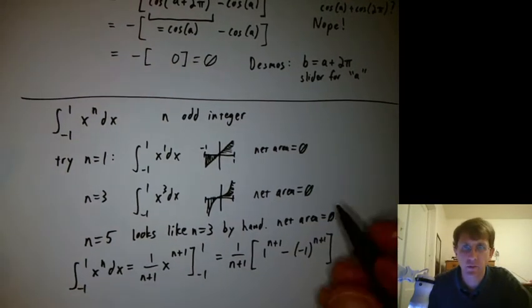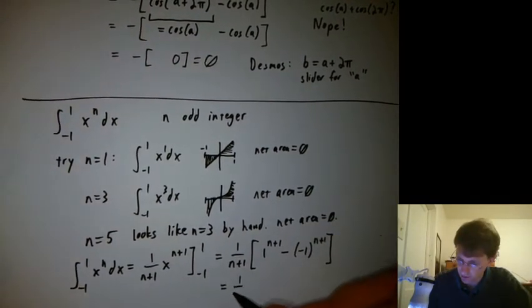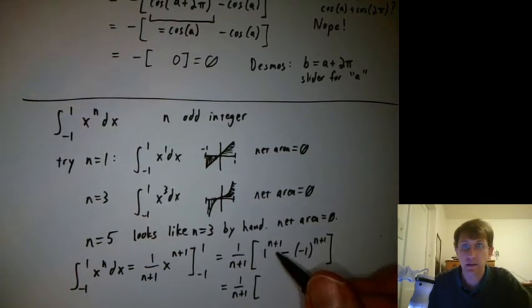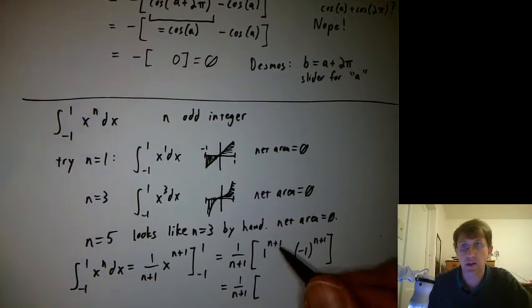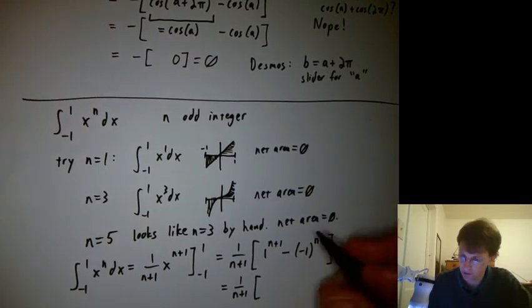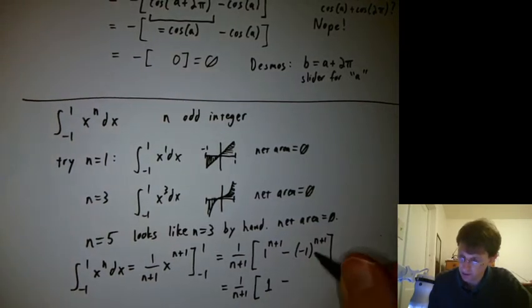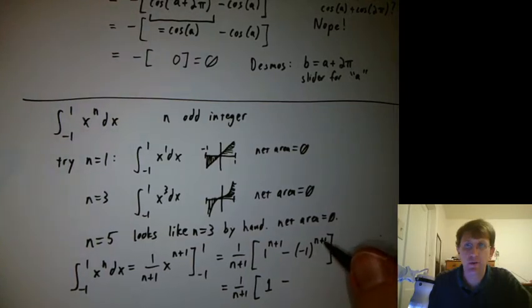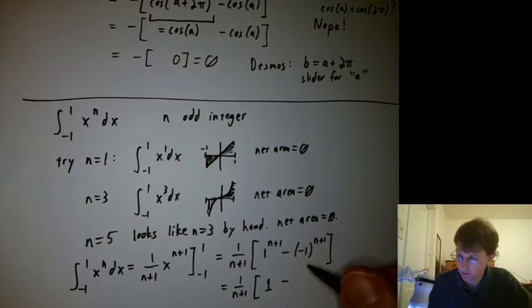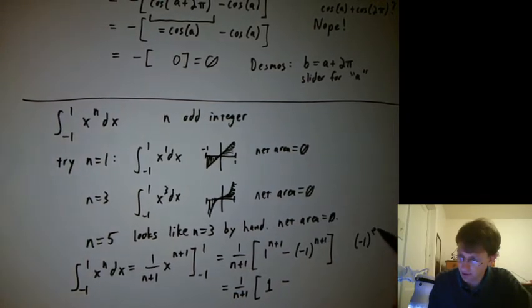Now we have to think about what's going on here. Got 1 over n plus 1 there. What is 1 to the anything? 1 to the anything, that's just a simple constant, plus 1 is 1. And then what's negative 1 to the n plus 1? Well, n here was odd, and odd plus 1 is even. So what's negative 1 to the even power?